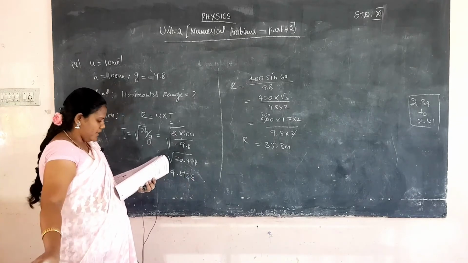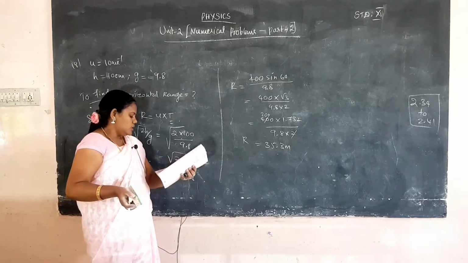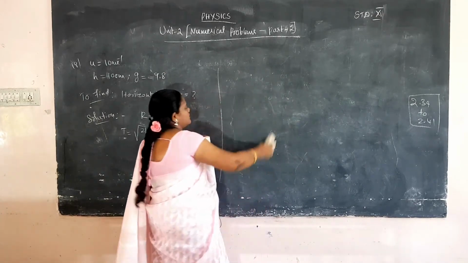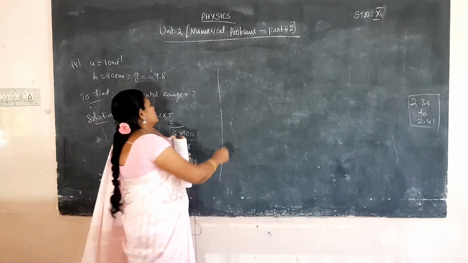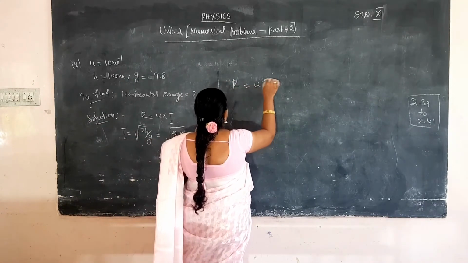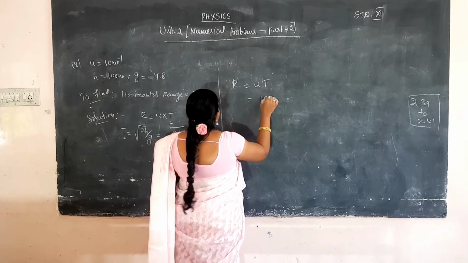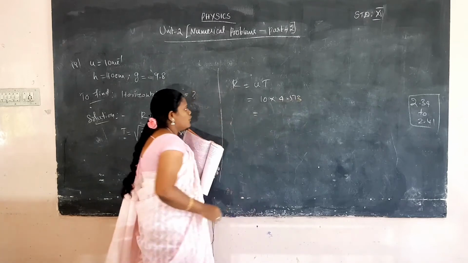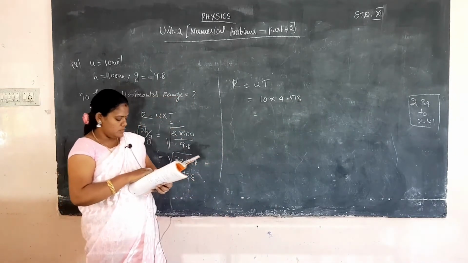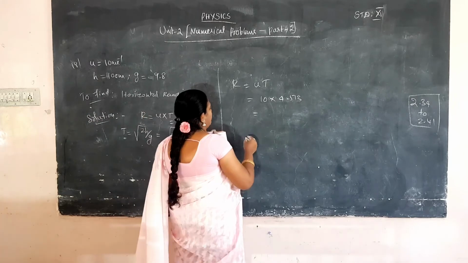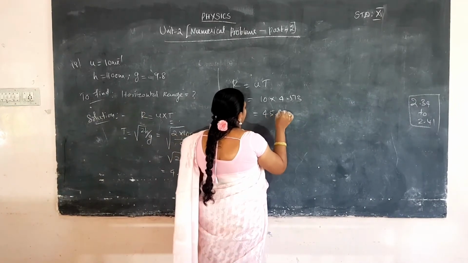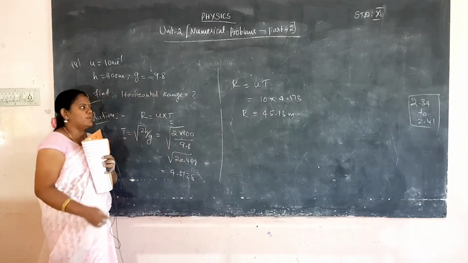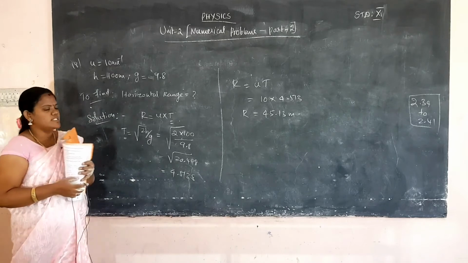So now we want to calculate the horizontal distance or horizontal range. Horizontal range formula: R is equal to u into t. Substitute the u value, substitute the t value. So u is 10 and t is 4.513. So 10 into 4.513 will be equal to 45.13 meter. So this is the horizontal distance, 45.13 meter. So we easily find out the horizontal range.